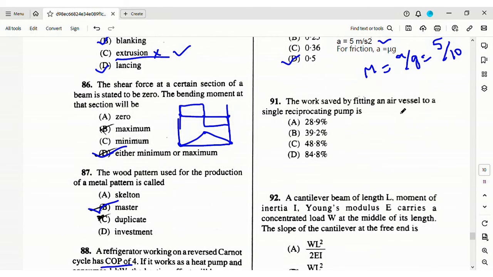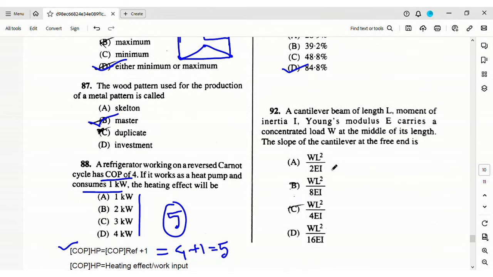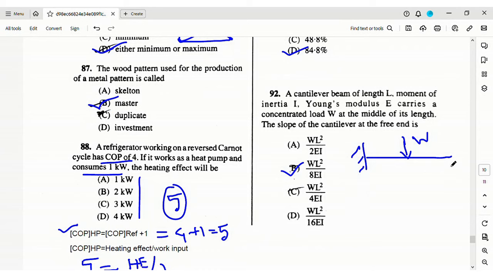The work saved by fitting an air vessel to a single reciprocating pump is 84.8%. A cantilever beam of length L, moment of inertia I, Young's modulus E carries a concentrated load W at the middle of its length. The slope of the cantilever at the free end will be? The figure will be like this, with a point load W acting at the middle. So the deflection will be WL square by 8 EI. The slope at the free end will be WL square by 8 EI.